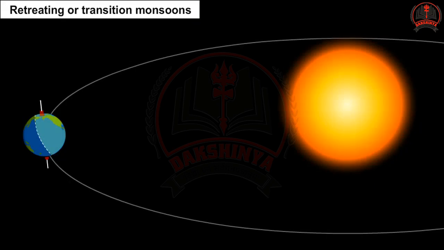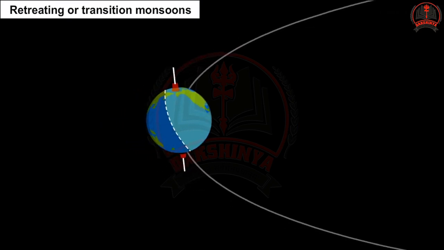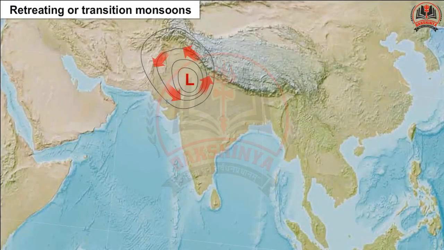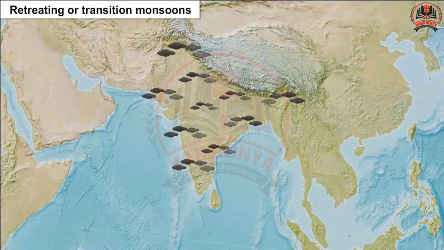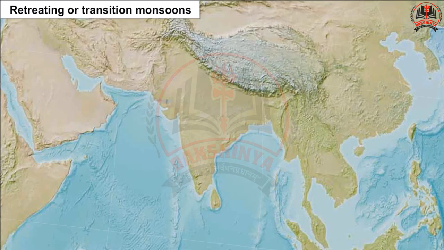Retreating or transition monsoons. Due to the apparent movement of sun towards south in October and November, the low pressure over the northern plains weakens and the southwest monsoon winds begin to withdraw. By early October, the monsoons withdraw completely. By mid-October, temperature falls rapidly in the northern India.